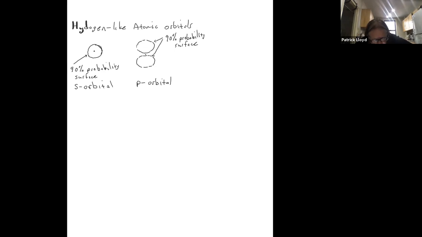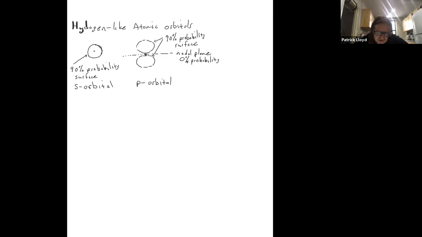So I will point out that we have something in here called a nodal plane. Remember, these are three-dimensional. I'm drawing them as little circles, but they're actually three-dimensional. This is called a nodal plane. And the nodal plane, 0% probability, meaning the electron has 0% probability that it's in that plane.